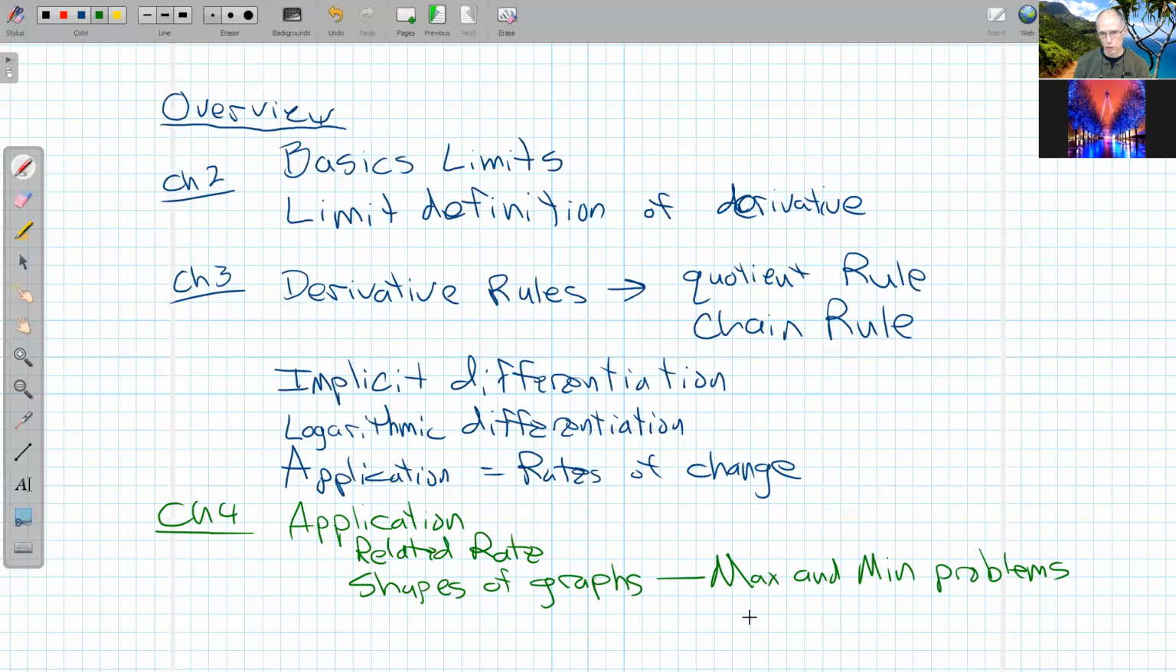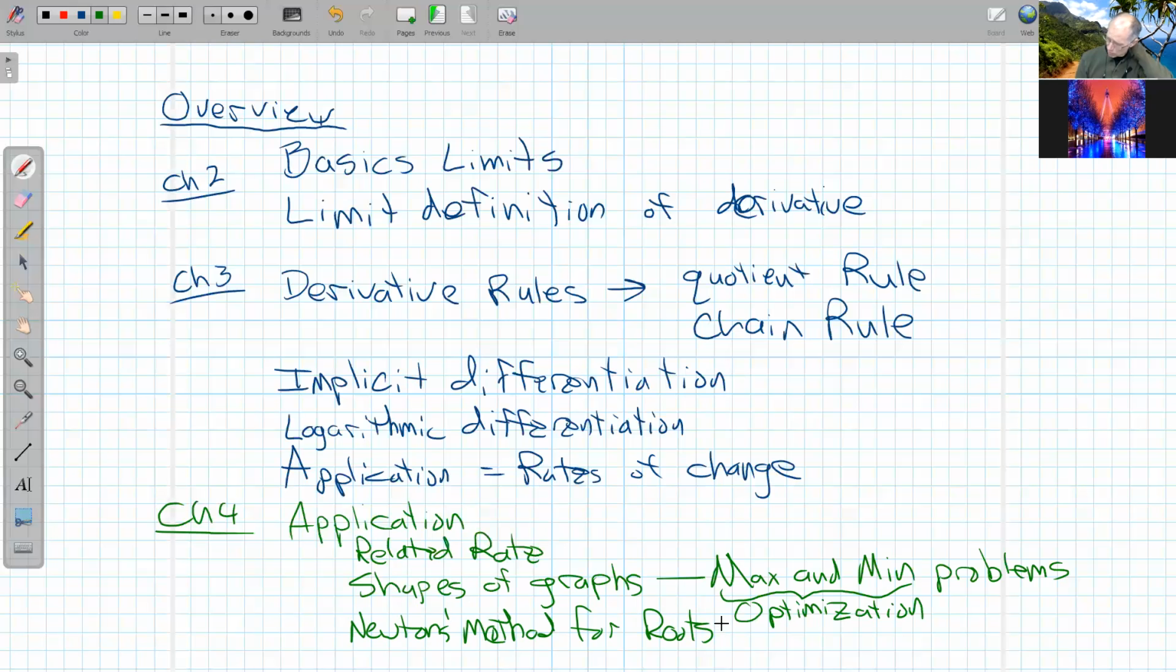And those were often called, when they're applied, optimization. So max and min problems, optimization. And other applications that came up besides the optimization and related rates would be Newton's method for finding roots. And so the sample, the practice problems I put up for the final, there's 60 questions that cover this stuff.